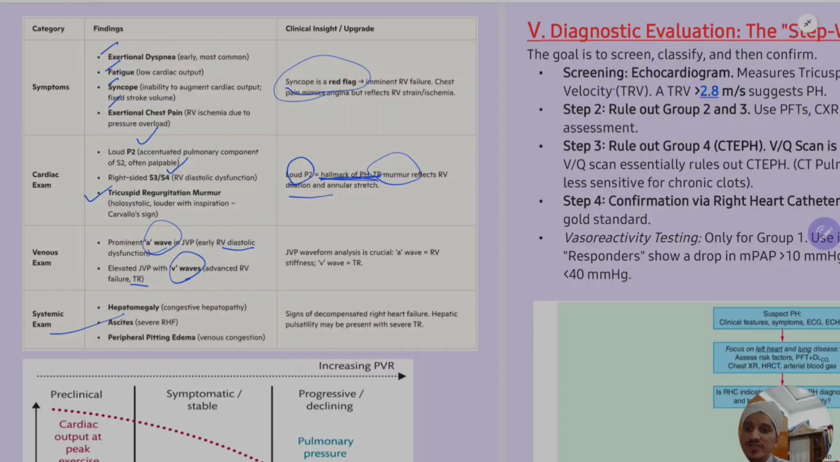This is the systemic examination which you see. And in ECG, what will you see? The earliest sign in ECG of pulmonary hypertension is P pulmonale. In lead 2, you will have tall P waves, more than 2.5 small squares. If you look at lead V1, it is usually biphasic. The first part represents the right atrium and the second part represents the left atrium.